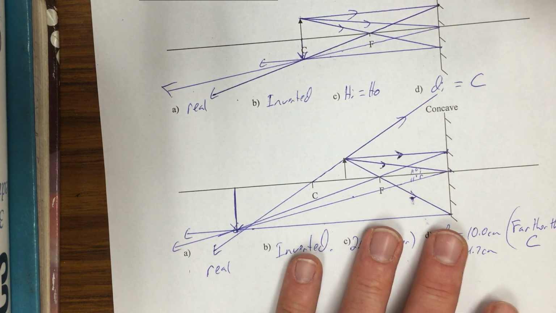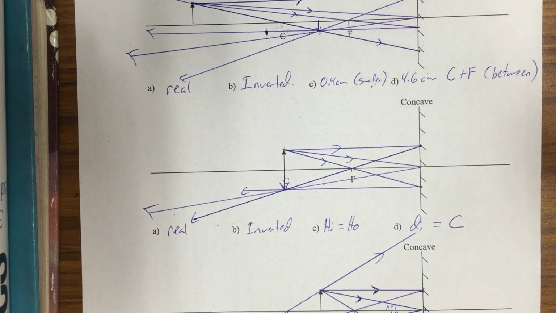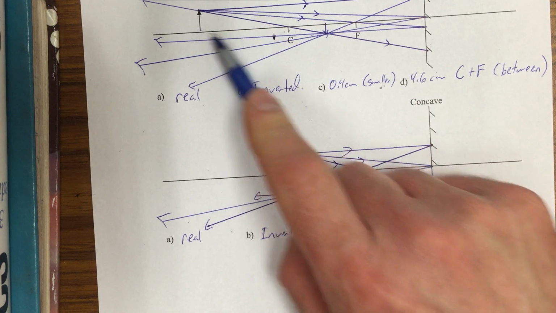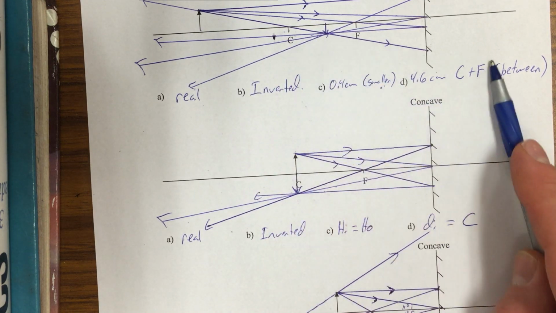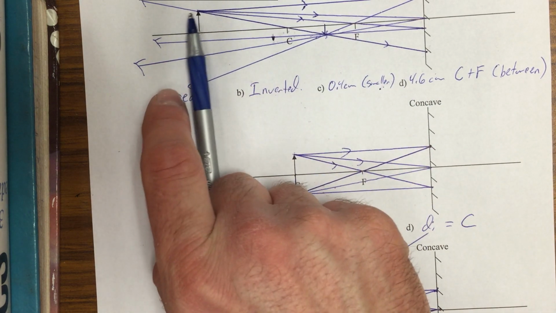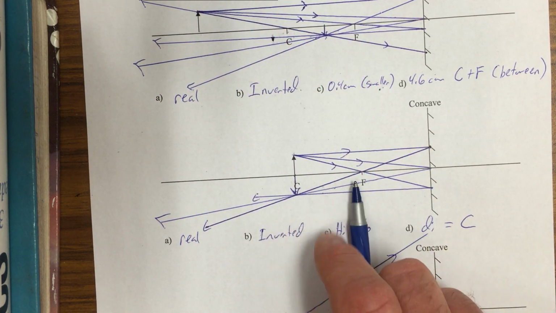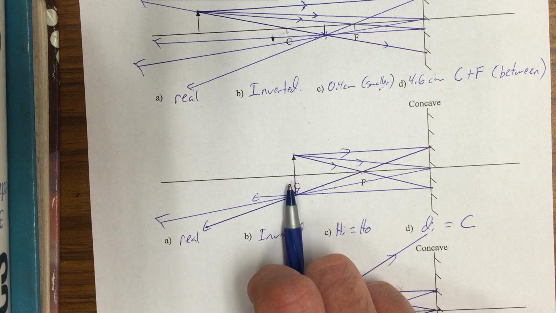So I'd like just to review for a second here. What we've noticed happening is we start off with an object that when the object is far away, the image ends up becoming somewhere between C and F. We move the object in onto C. As we moved it onto C, we noticed that the image actually moved out to C. So they actually meet at C. That is their meeting point.